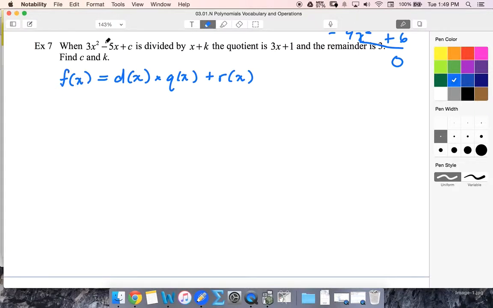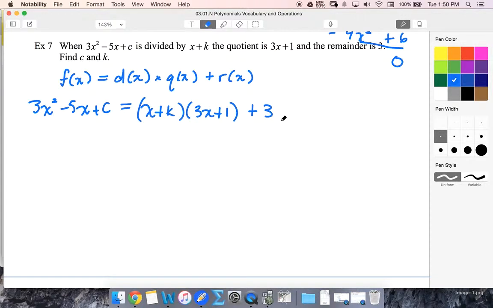Our function is 3x squared minus 5x plus c. We're divided by x plus k, that means that's the divisor. The quotient is 3x plus 1, and the remainder is 3. So if these two things are equal, then that means they're the same. So let's expand them and set them equal to each other.